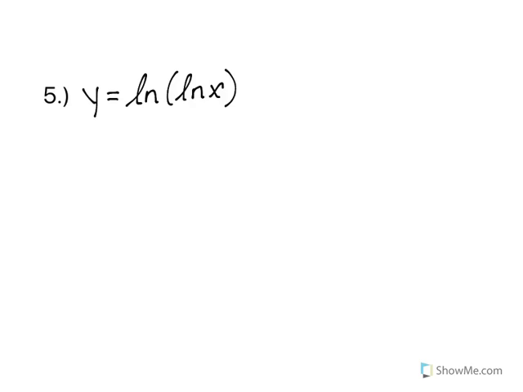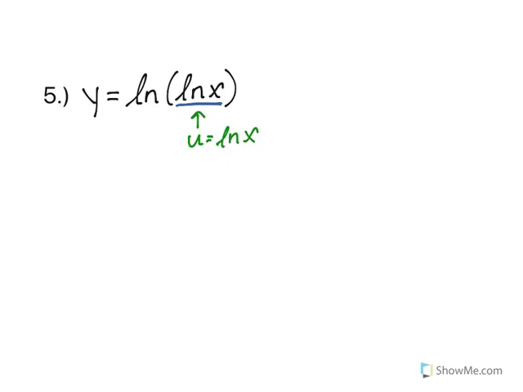For problem number 5, we have y equals the natural log of the natural log of x. Now, there's no way for us to expand this or simplify it in any way, shape, or form because ln x, this ln x right here, can't be split apart. It's not a product. It's not natural log times x. It's natural log of x. So we're going to go right into finding our derivative, where this right here is going to be the u.